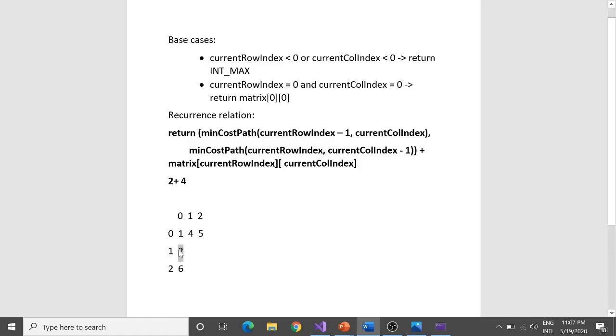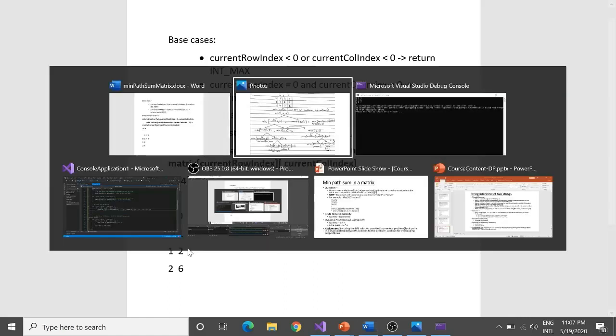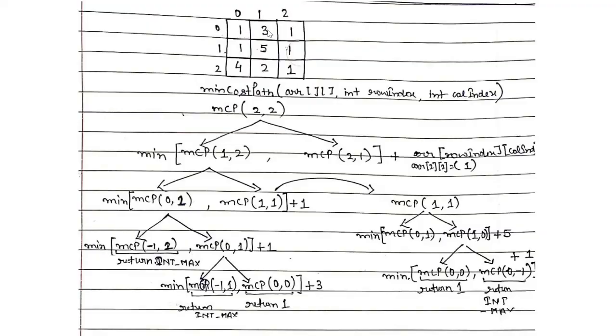And what does this 2 signify? This 2 signifies that instead of coming from over here, I can come from over here. Why? Because this is a better option for me, I have minimum cost over here. If I come from this side, then I already have a cost of 4. But if I come from the other side, then I have a cost of only 2. And then I would be adding 5 to it.